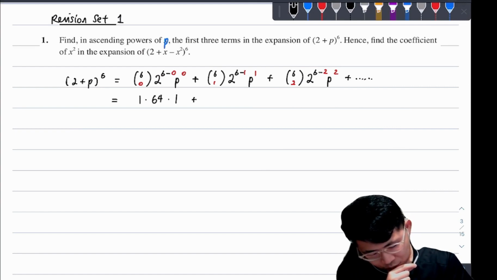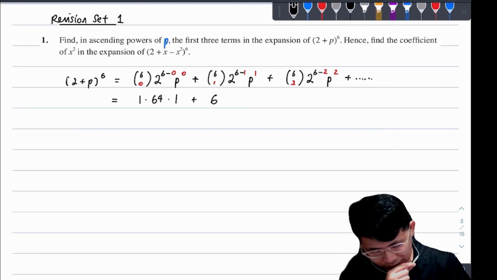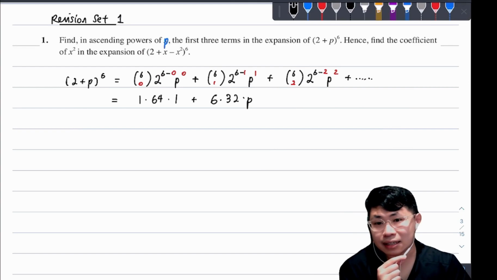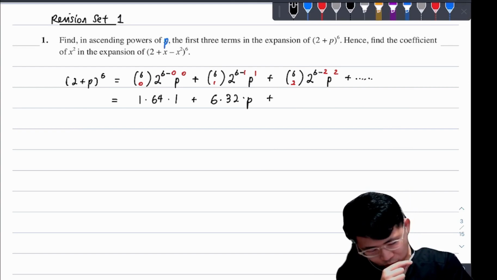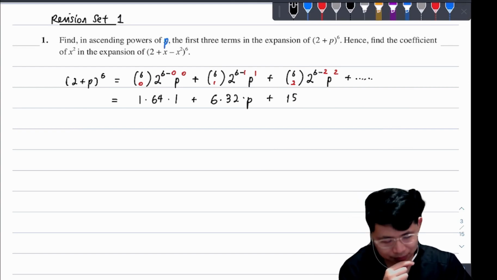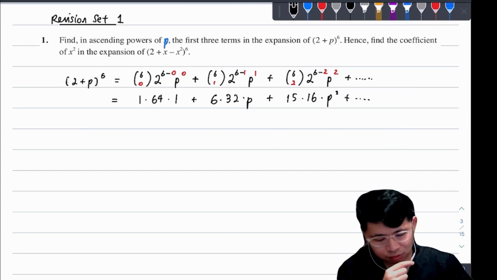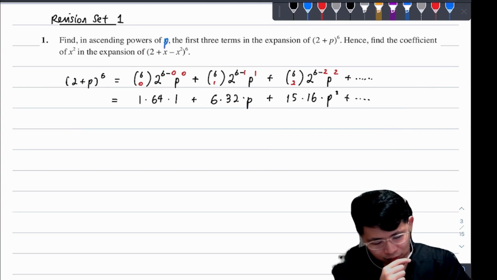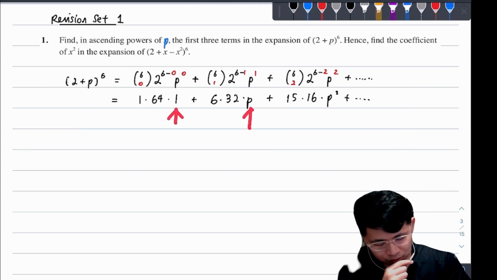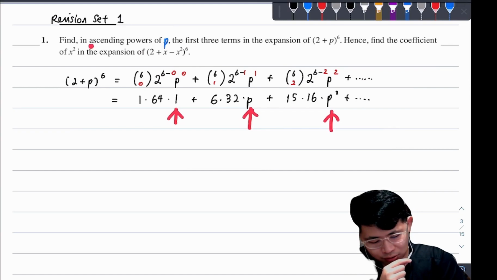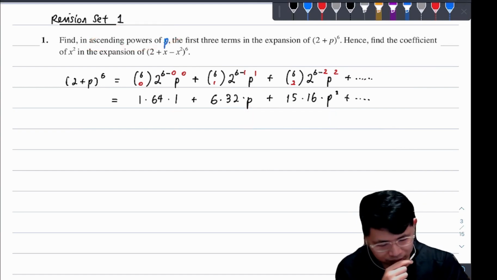6 choose 1, you type in your calculator, should be 6. 2 power 5 should be 32. Then you have p power 1, so I'm just going to write this as p. Next one, 6 choose 2 should be 15 in your calculator. Then 2 to the power of 4 is going to be 16. Then p squared, and so on and so forth. Just nicely you see the power of p from p power 0, p power 1, p power 2, so indeed it is in ascending powers of p.